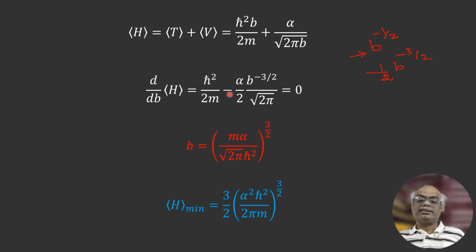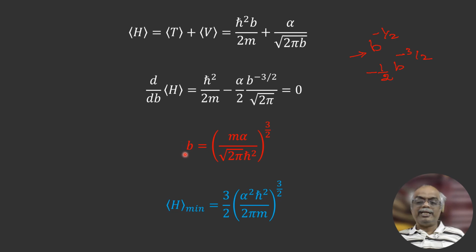So we got this minus alpha divided by 2. This 2 comes here. p power minus 3 by 2 divided by square root of 2 pi, which is equal to 0. So only here you have parameter p, and if you bring this to the other side, this thing will become h cross squared over 2m, and this is simply mathematical things.